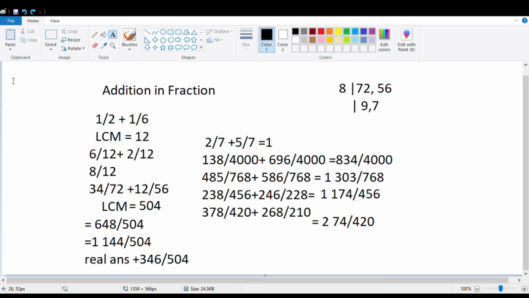So for the last video I sent some homework for these sums, and I'm pretty sure you guys would have done the homework, so I'll just reiterate the answers. 2 by 7 plus 5 by 7 equals 1. 138 by 4000 plus 696 by 4000 is 834 by 4000. 485 by 768 plus 586 by 768 is 1,303 by 768. 238 by 456 plus 246 by 228 becomes 174 by 446. 378 by 420 plus 268 by 210 is 274 by 420.